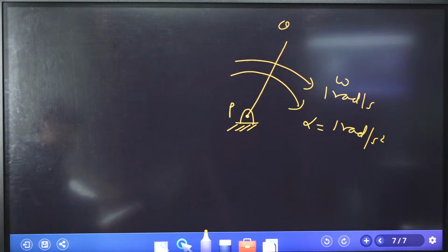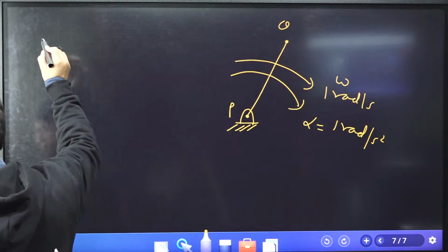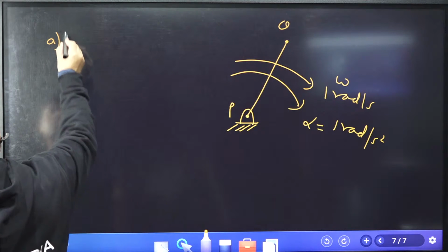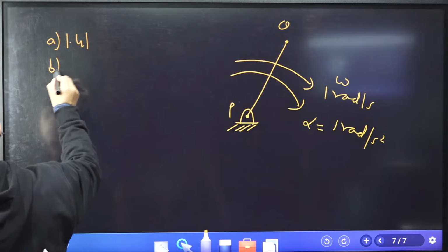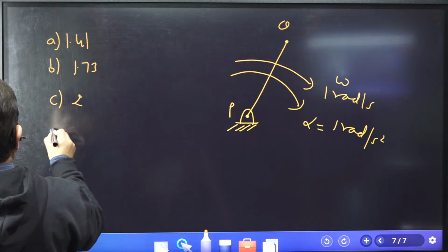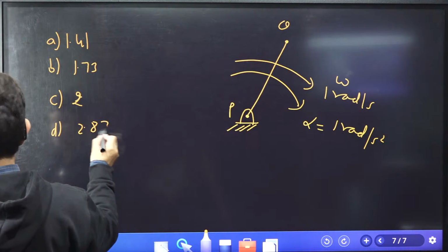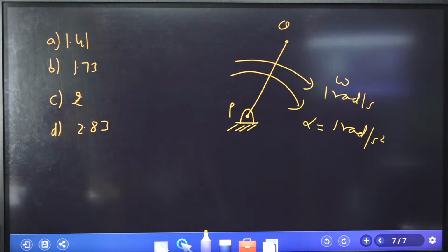Magnitude of total acceleration in meter per second square of point Q with respect to P. So the acceleration of point Q is to be calculated, and the answers given are 1.41, 1.73, 2, and 2.83. So he is asking you to calculate acceleration of point Q.